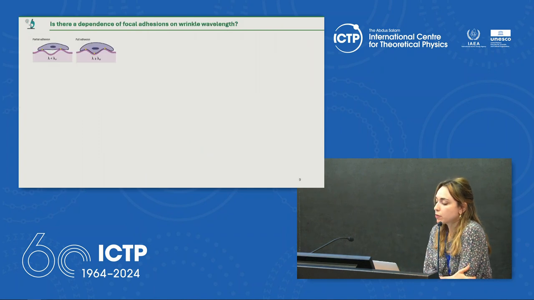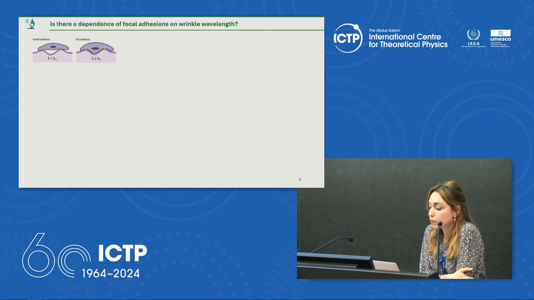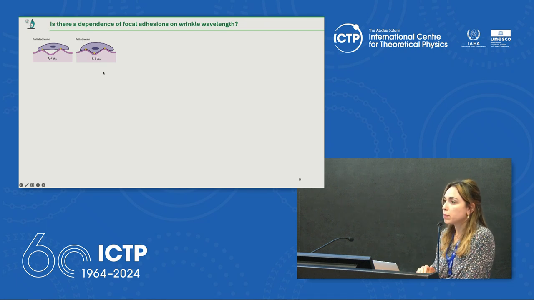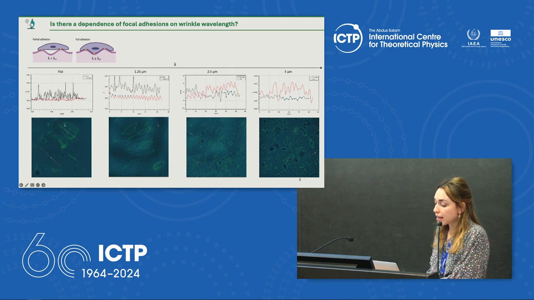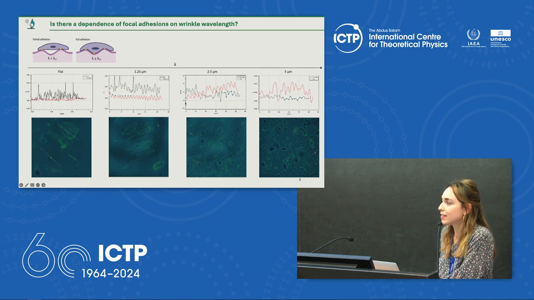So now what I'm trying to do, since in the literature it is found that there is also a lambda critical for which you have partial adhesion or full adhesion, where in full adhesion the cells adhere to both peaks and valleys. I have some preliminary data showing that this also happens in macrophages. We analyzed the intensity profile of a stained cell, the green one is phalloidin, and we found that for flat and 1.25 micron surfaces you have adhesion mainly on peaks, so probably partial adhesion. Instead, when you cross the critical lambda threshold, you have adhesion on both peaks and valleys.